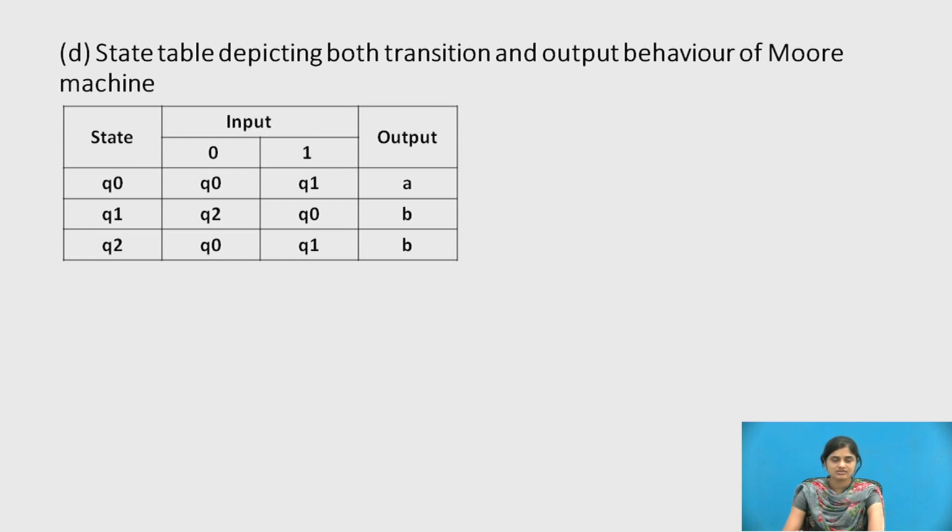If 1 input is given, it is moving towards the Q1 state, and the output at Q0 state is A. In the second row, for Q1 state, if 0 input is given to Q1 state, it is going towards Q2 state. If 1 input is given to Q1 state, it is going to Q0 state, and the output at the Q1 state is B. For the third state Q2, if 0 input is given, it is going towards the Q0 state. If 1 input is given, it is going to Q1 state, and the output at the Q2 state is B.